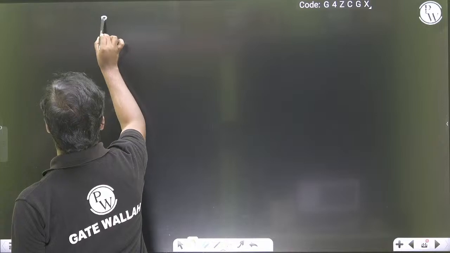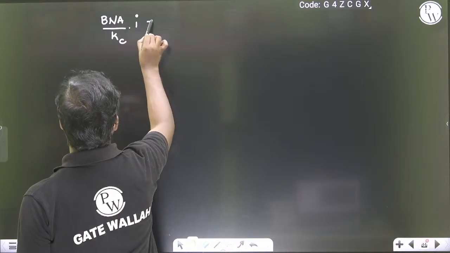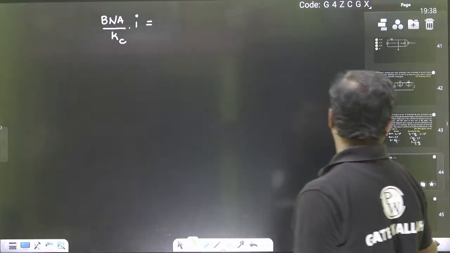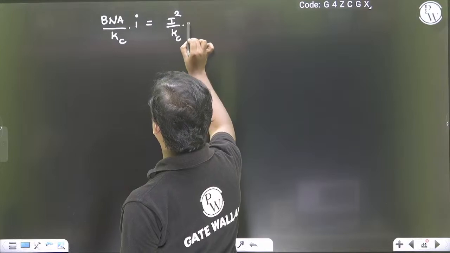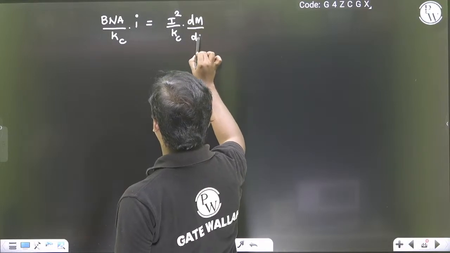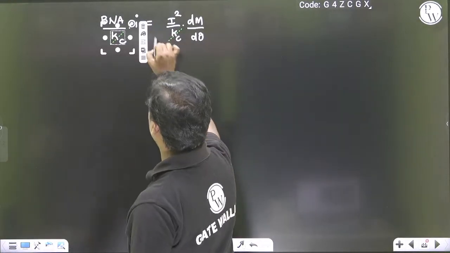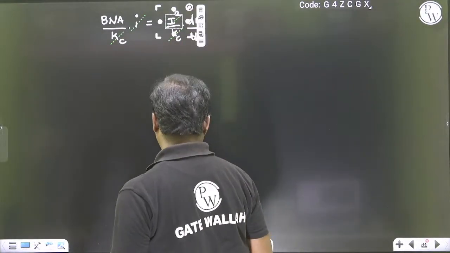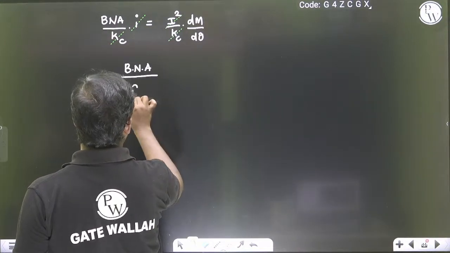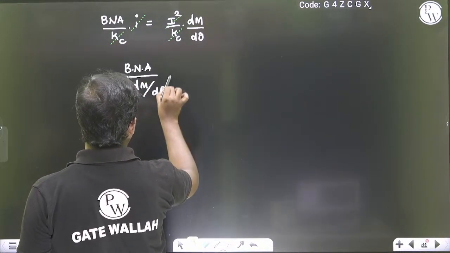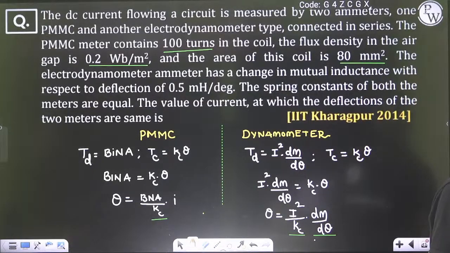The first deflection, which is equal to BNA by KC into I, should be equal to I square by KC into dm by d theta. As mentioned, the KCs are equal, so this gets cancelled, and one I also gets cancelled. So what is I asking? It is BNA divided by dm by d theta, equal to I. From this data, B is given as 0.2.